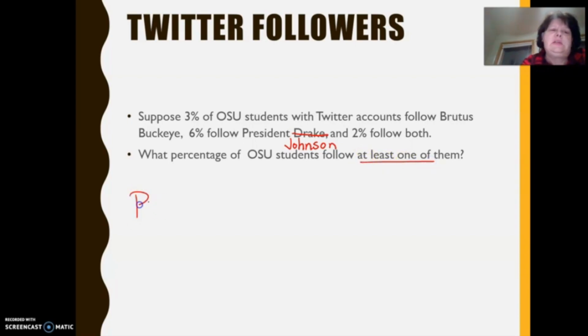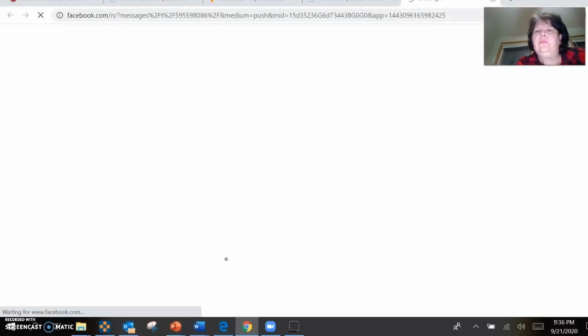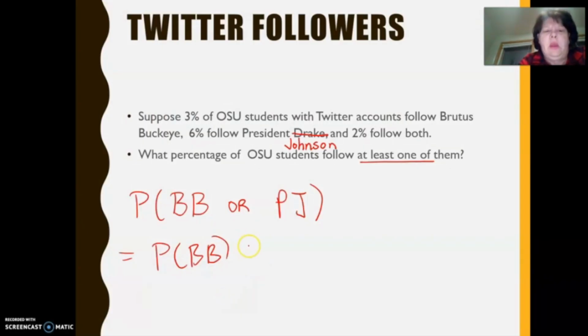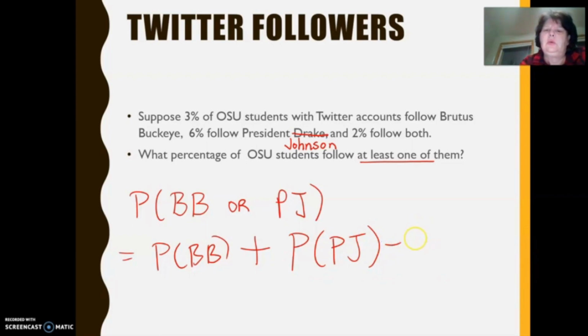So you can say, oh, it's the probability of Brutus Buckeye or President Johnson, right? So this would be P of B, Brutus Buckeye, or, which is plus, P of President Johnson, but you counted them twice. So you would have to take it away once.